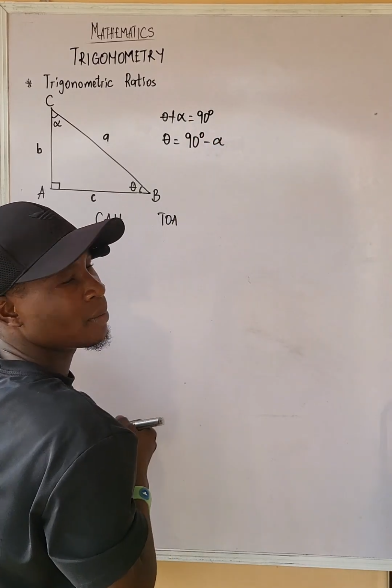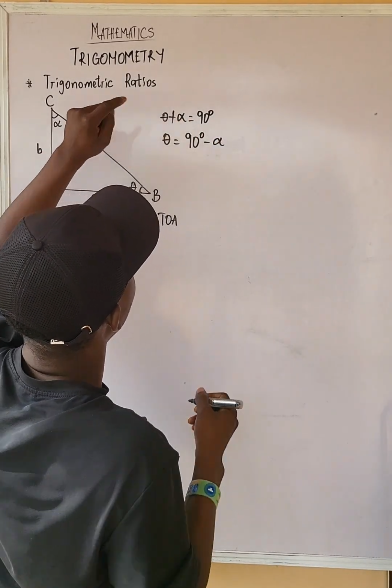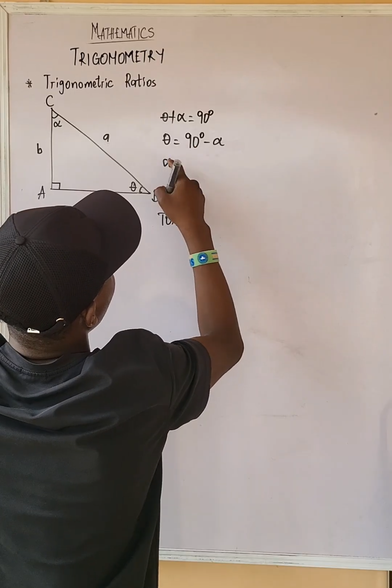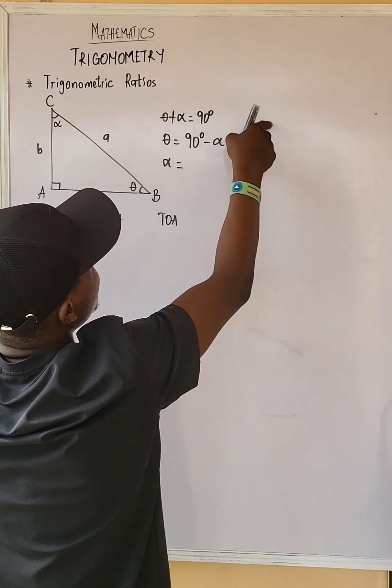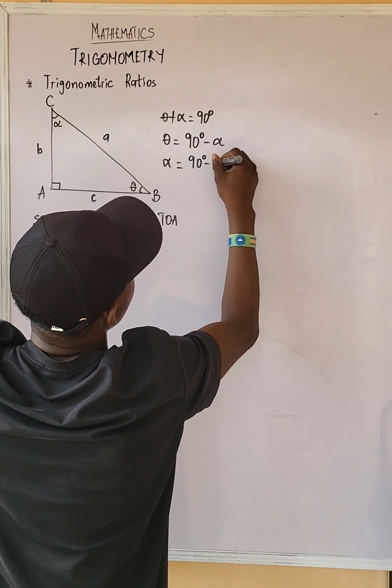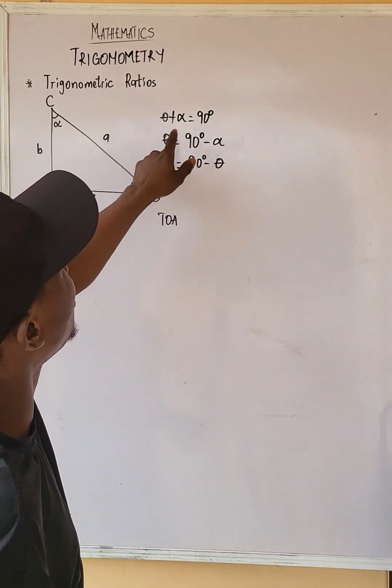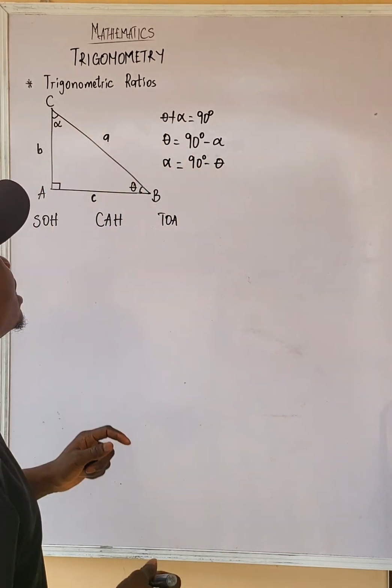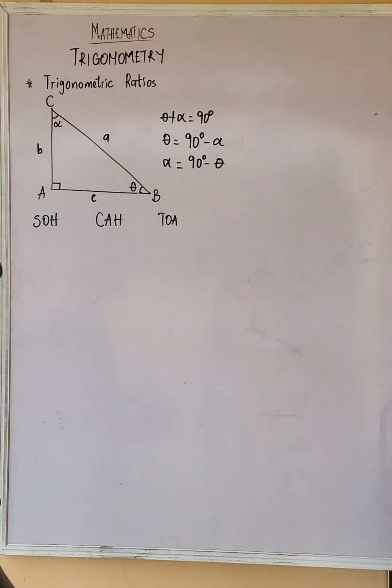minus alpha, right? And from this same place, if I make alpha the subject of the formula, I'll take theta to the other side. Alpha will be equal to 90 degrees minus theta. So theta plus alpha is equal to 90 degrees. Do you understand what I just explained now?